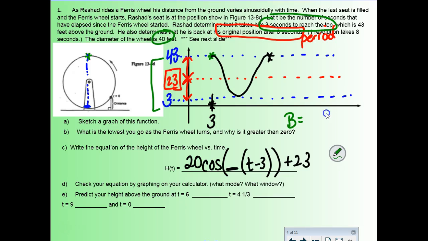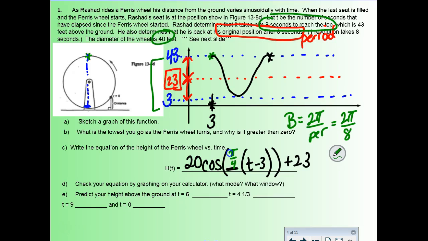So in order to calculate b, you can just take your formula for finding period that you have memorized and flip it around if you'd like, or you could memorize an additional formula that says b is 2 pi divided by the period. So 2 pi divided by the period, what was the period again? 8. So b comes out to, please do reduce this though, pi over 4.